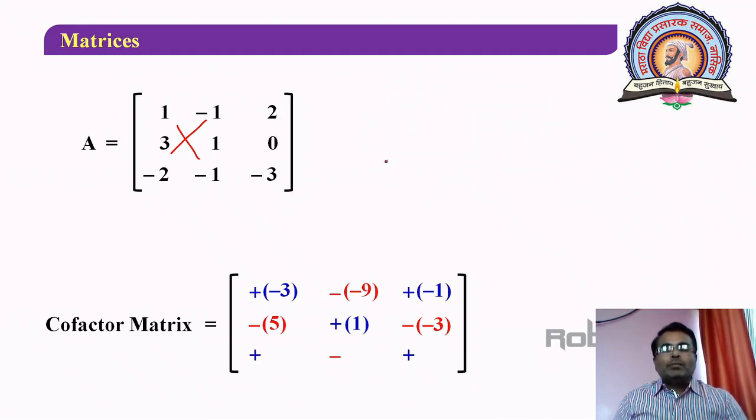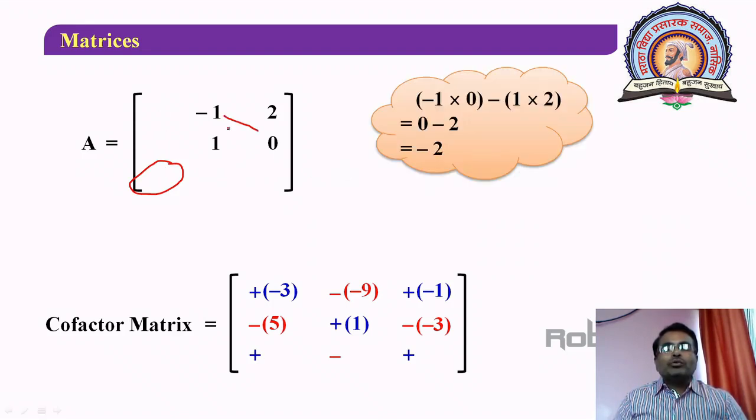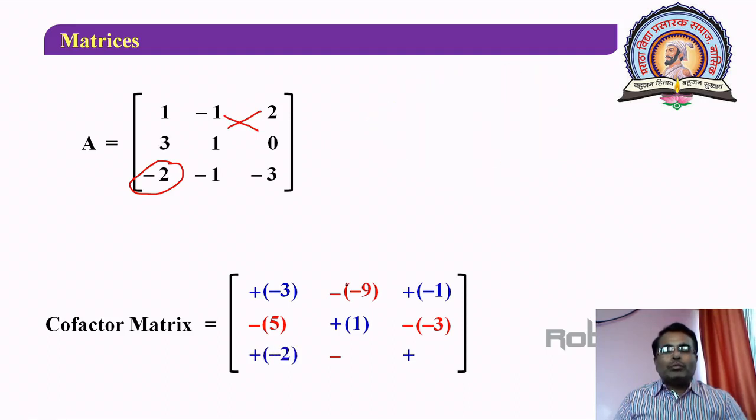In a similar manner you can consider the next element here to find the minor of this. The row and column of that is disappearing. Then you have to consider this product. Okay, minus 1 into 0 and minus 1 into 2. So that is minus 2, that is minus 2 appearing here.